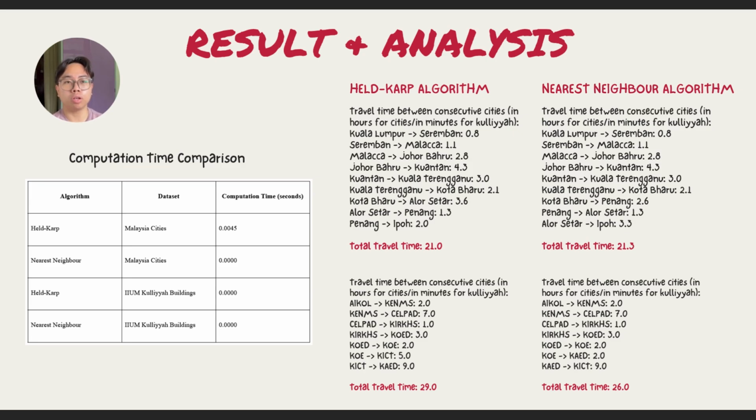Now we move to the total travel time for the Held-Karp algorithm. For the first dataset, the Malaysia cities, it is 21 hours, while for the IIUM kuliah buildings it is 29 minutes from ICOL to KA. And then for the nearest neighbor algorithm, using the Malaysia cities dataset, it is 21.3 hours, while the travel time between kuliah is from ICOL to KIST is 26 minutes.